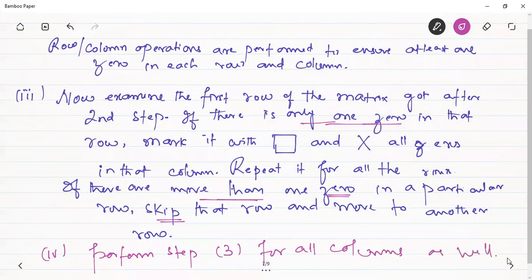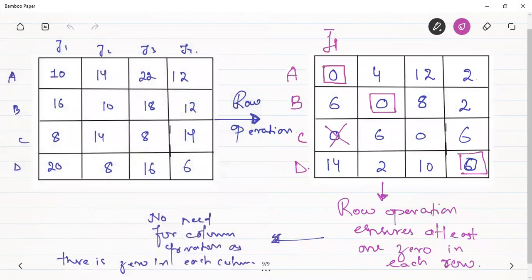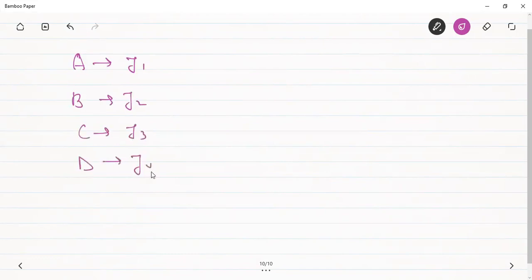जैसे हमने रोज के लिए ये किया स्टेप नंबर 3, वैसे ही स्टेप नंबर 3 कॉलम्स के लिए भी ऐसे ही करना है, ठीक है. So moving on to the first column, it is already assigned. Moving on to the second column, already assigned. Moving on to the third column, there is only one zero in the third column and that will be assigned. The fourth column is already assigned, okay. So the optimal assignment is here: A is given to J1, B is given to J2, C is given to J3 and D is given to J4.